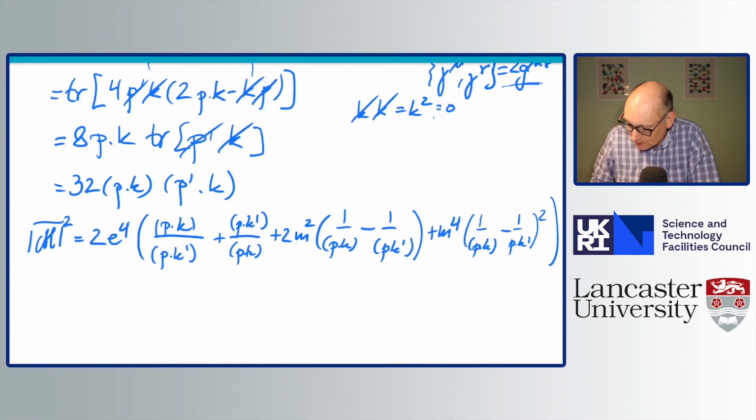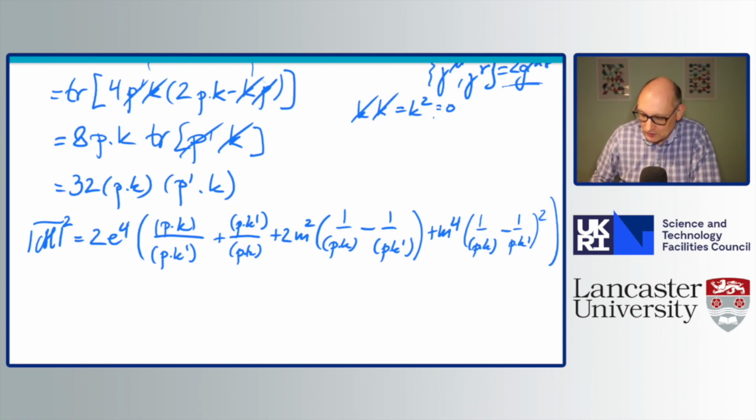Now, in order to evaluate this matrix element, it is convenient to choose a frame. Of course, M squared, M itself, is a Lorentz scalar, so if we evaluate it in one frame, it is the same value as we will get in any other frame, as long as the momenta are evaluated consistently in that one frame.